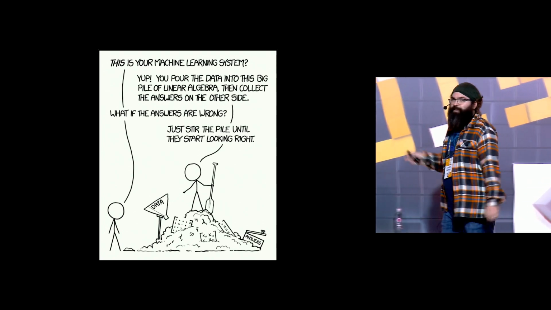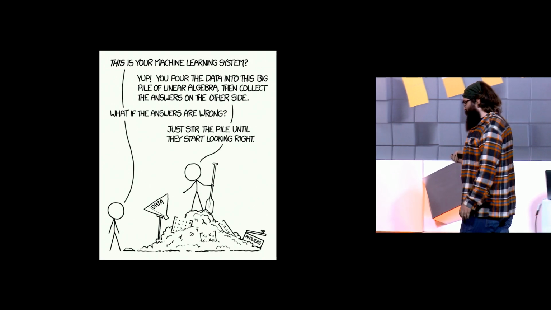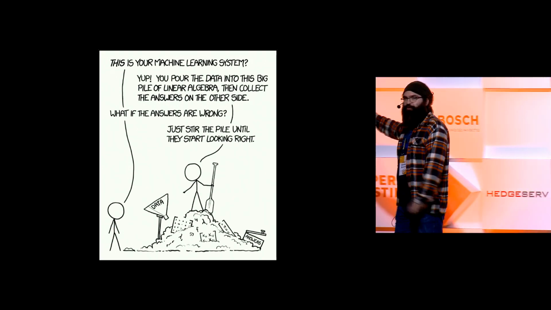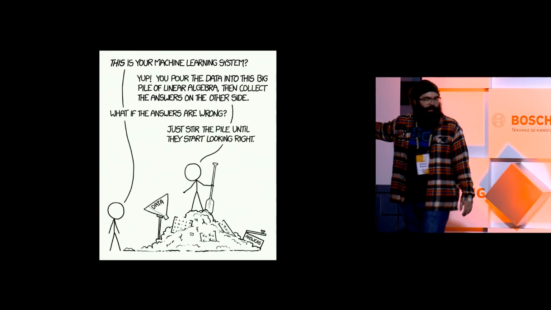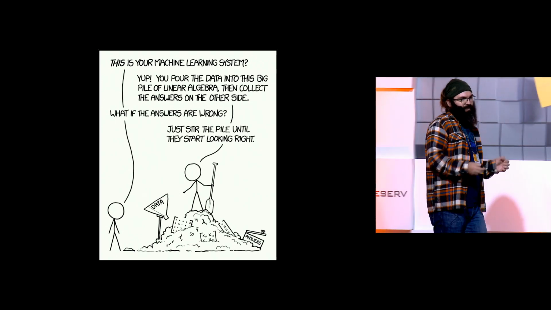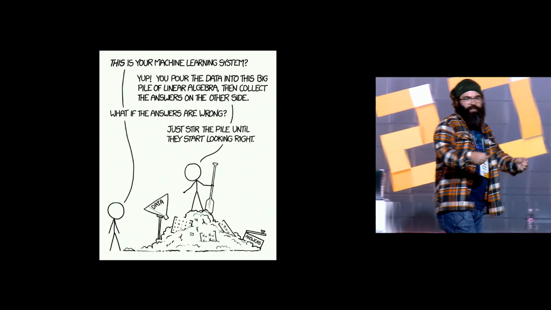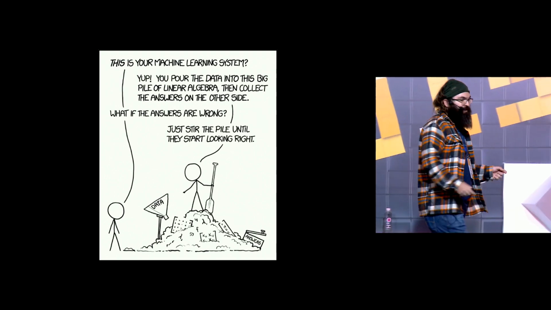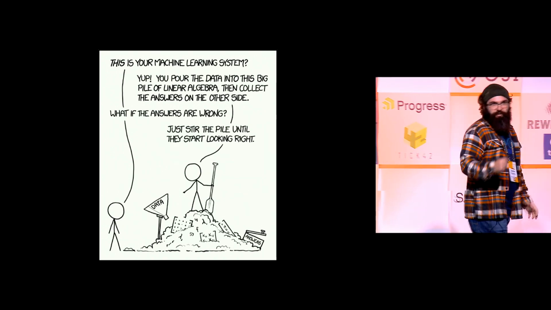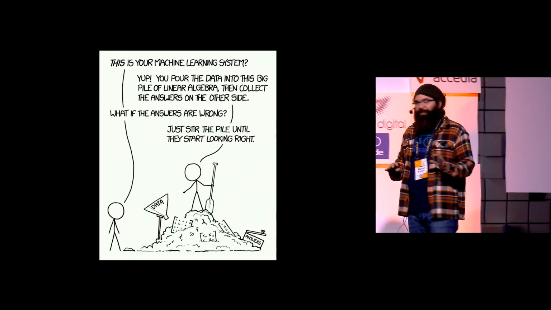By the way, that's an XKCD that illustrates the process of doing machine learning. You have 2 guys here, and yes, I'm assuming gender. That's how he draws men. And one says, so this is your machine learning system. And the other says, yes, I have a big pile of linear algebra. I put data in and then collect the results out there. But what if the answers are wrong? Well, you just steer it a bit until the answers start looking right. And that's fundamentally what the process looks like.